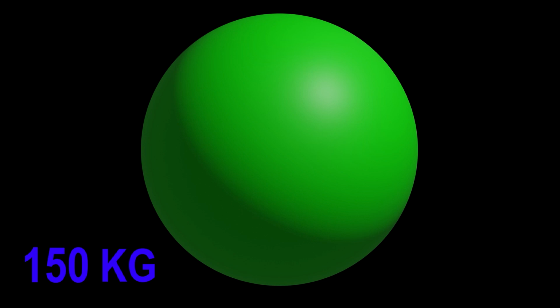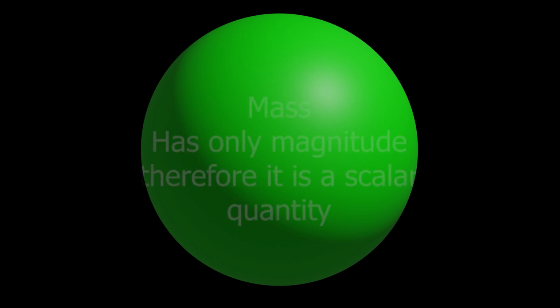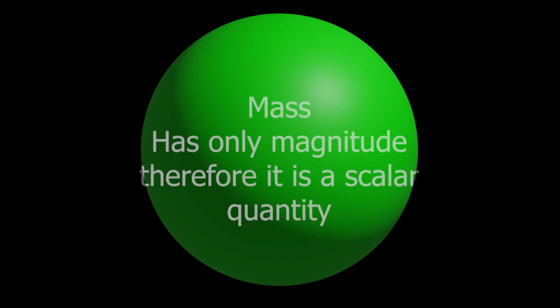The critical takeaway here is that we're concentrating solely on the magnitude of the mass without consideration for direction. This characteristic of mass is what designates it as a scalar quantity. Scalars possess only magnitude, and they don't require a direction to be specified. It's all about the what without the where.